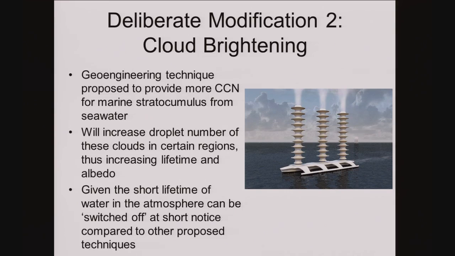Okay, so this should increase the droplet number in these regions, make them brighter, also increase the cloud lifetime and the cloud albedo, how much is reflected back to space. And given the short lifetime of water, you talk about reservoirs, turnover times, it has a short lifetime in the atmosphere, so it can be switched off at fairly short notice compared to other proposed geoengineering techniques.